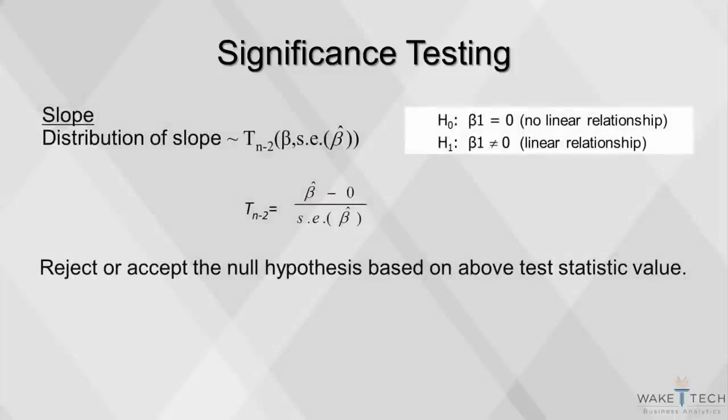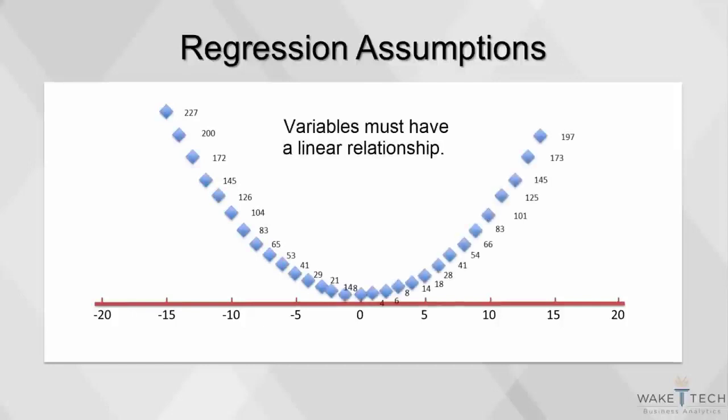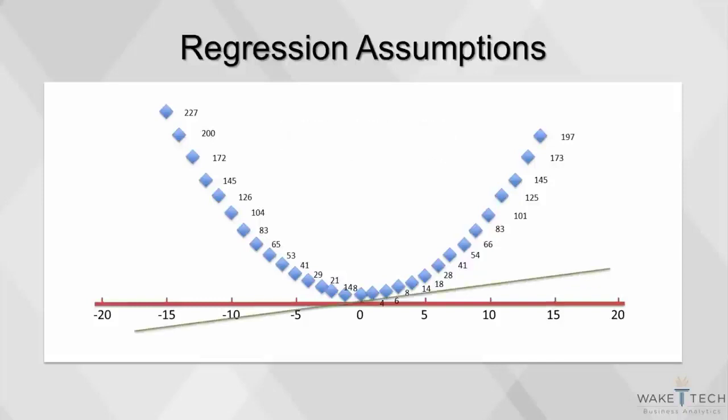Likewise, we can look at the coefficients of the intercept and slope to see if they're significantly different from 0. This is done by examining the t-statistic and the corresponding p-values. P-values less than 0.05 imply that the coefficient is significantly different from 0. Some key assumptions before you apply regression techniques. First, the variables have to have a linear relationship. In this example, the relationship between x and y is not linear, so we cannot fit a linear regression line.